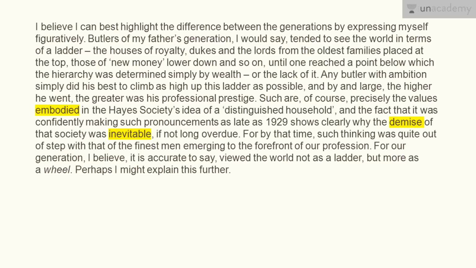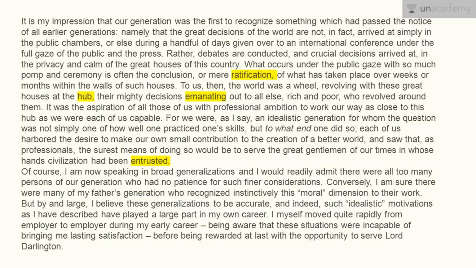For our generation, I believe, it is accurate to say, viewed the world not as a ladder but more as a wheel. Perhaps I might explain this further. Second paragraph. It is my impression that our generation was the first to recognize something which had passed the notice of all earlier generations, namely, that the great decisions of the world are not in fact arrived at simply in the public chambers or else during a handful of days given over to an international conference under the full gaze of the public and the press.